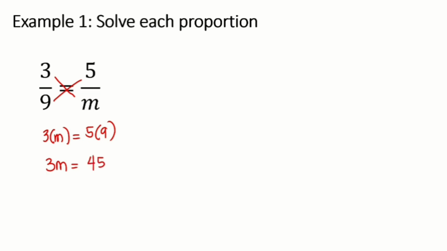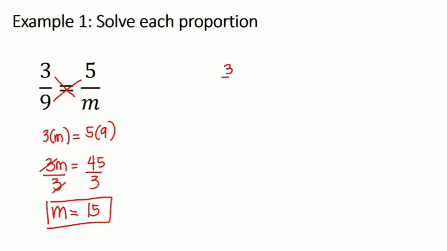Next, we will divide both sides of the equation by the number connected to the variable, and that is 3. So we will divide both sides by 3. Then m is equal to 45 over 3. The answer is 15. Now our last step is to check whether this value will make a true proportion.